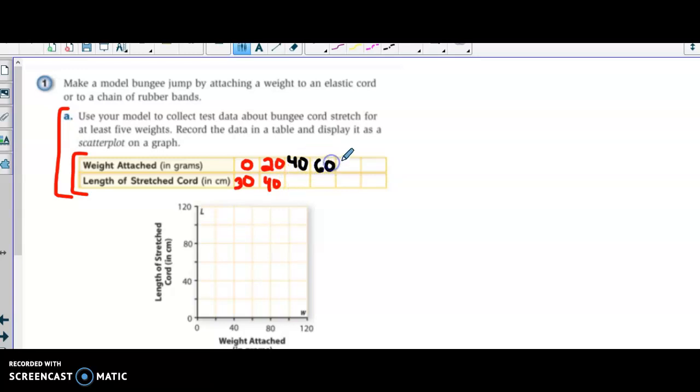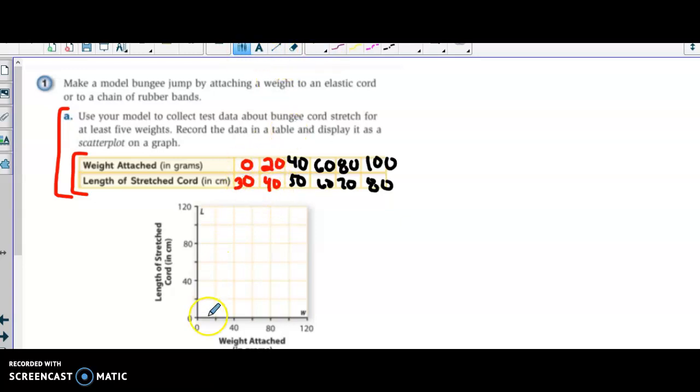We're going to try a 60 gram weight, an 80 gram weight, and then a 100. Let's say in an experiment when we tried this, we went from 30 centimeters of stretch to 40 centimeters of stretch to 50, 60, 70, and 80. We're going to be talking about the pattern we see in this data, and we're also going to be talking about the rule. But before we do that, let's plot these points.